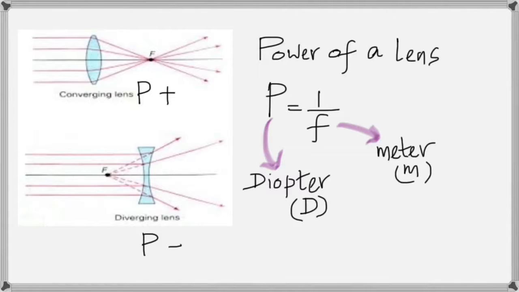All right, go ahead, find the power of a concave lens of focal length 20 centimeter. Be careful. Is that clear enough? The power is going to be -5 diopter.